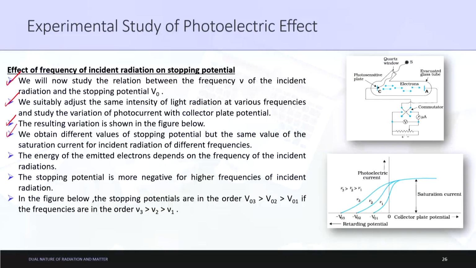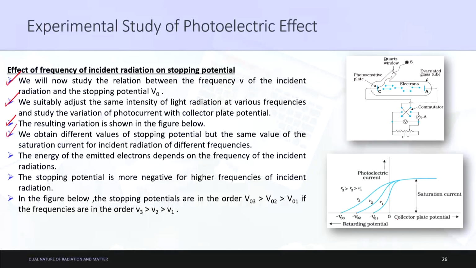In the previous discussion, with the increase in intensity the saturation current was increasing, but the retarding potential was the same for different intensities of radiation, keeping the frequency constant. Now, in this discussion, the saturation current is constant for the different frequencies, but the value of retarding potential is different for different frequencies. For higher frequencies, the more negative the retarding potential goes. That is what is written here.